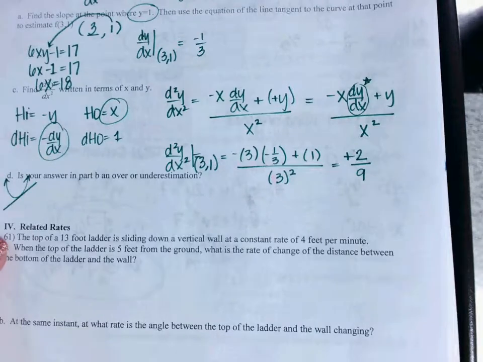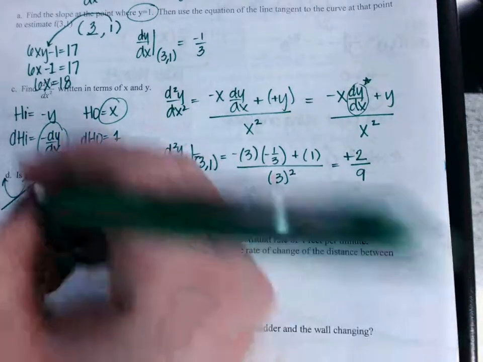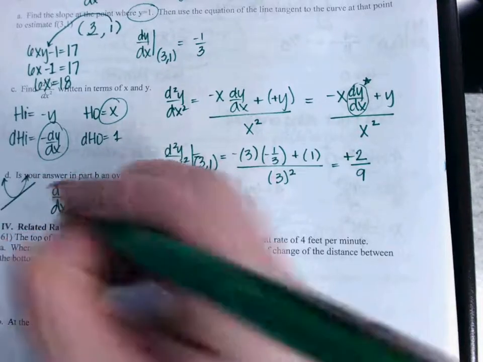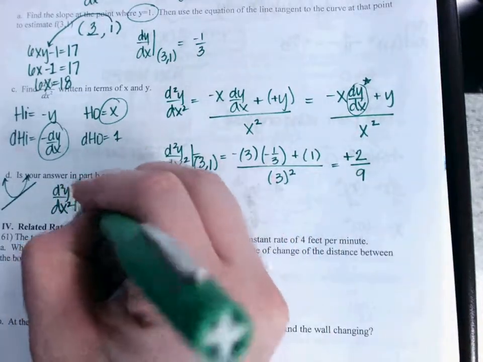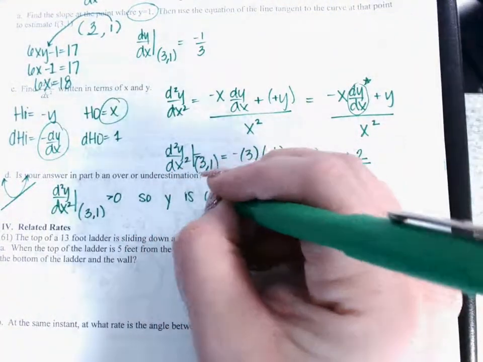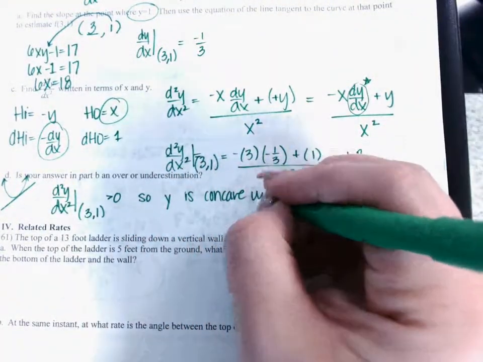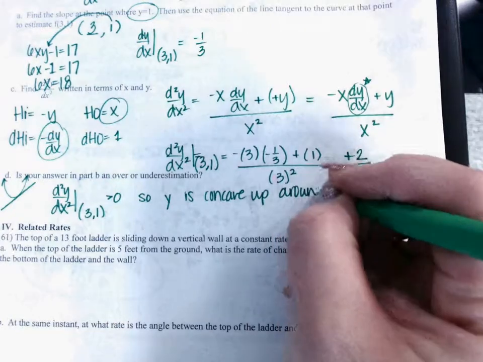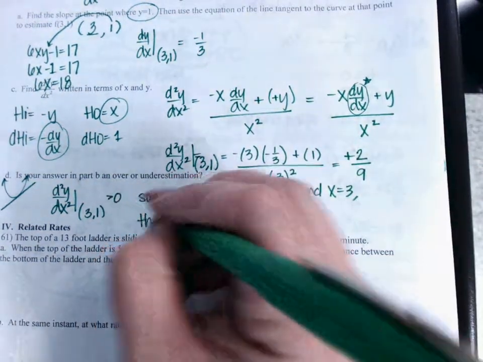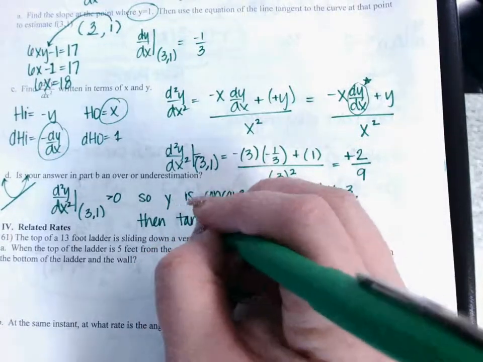So look, if it's concave up, then wherever my tangent line is, it's going to cut underneath that graph. So this is what you would say: d squared y dx squared at 3, 1 is greater than 0. So y is concave up around x equals 3. Then the tangent line is below.